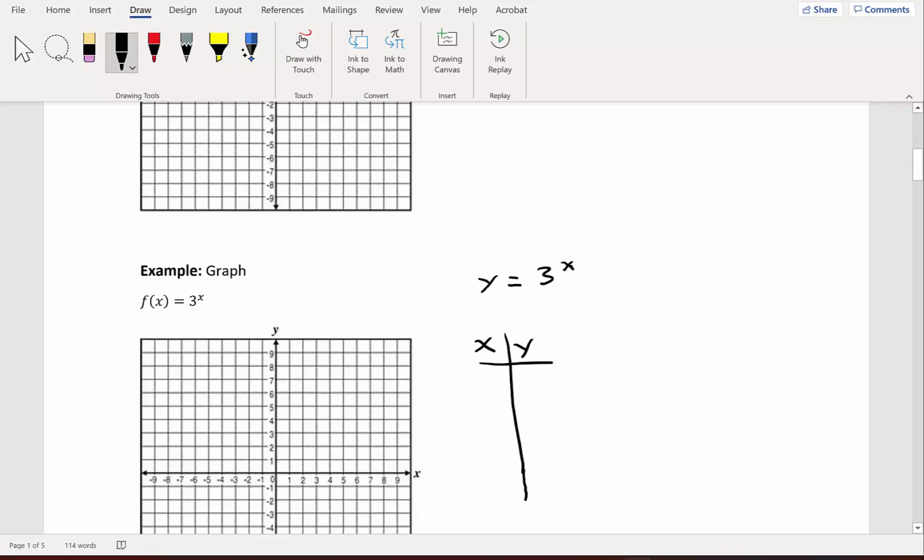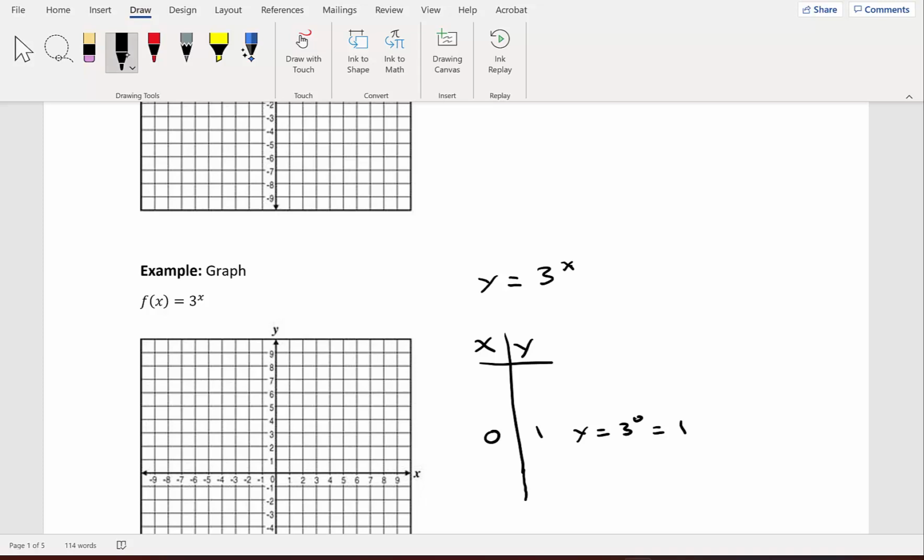Now, the very first point that you want to plug in is whatever is going to make the exponent 0. So if I plug in a 0 for my x, that's going to make my exponent 0. Well, let's figure out what y would be equal to. So I have y is equal to 3 raised to the 0th power. Now anything raised to the 0th power is equal to 1. So I have a point 0, 1.